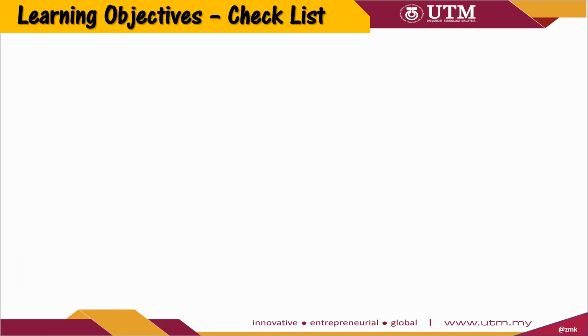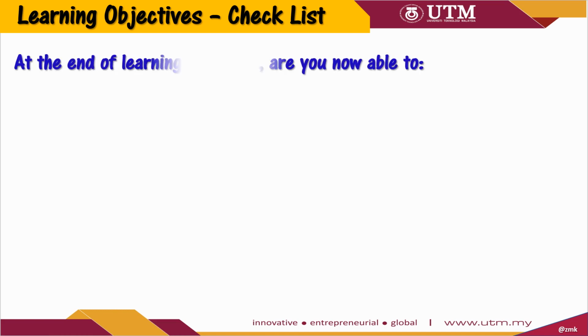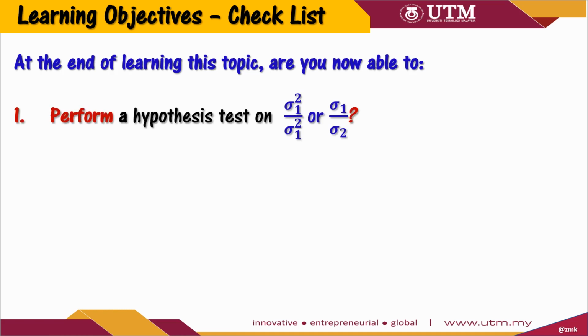We are at the end of this session. Let us check on the learning objectives of this topic. Hopefully, after learning this topic with a number of good efforts and practices, you may question yourselves whether or not you are able to achieve the following learning objectives. First, are you able to perform a hypothesis test on the ratio of population variances or standard deviations? Again, you only test a population parameter, and in this topic, the population parameter is the ratio of population variances or the ratio of population standard deviations.